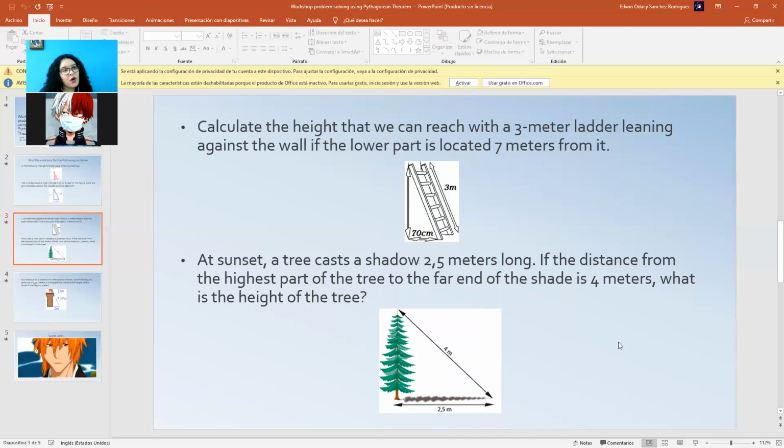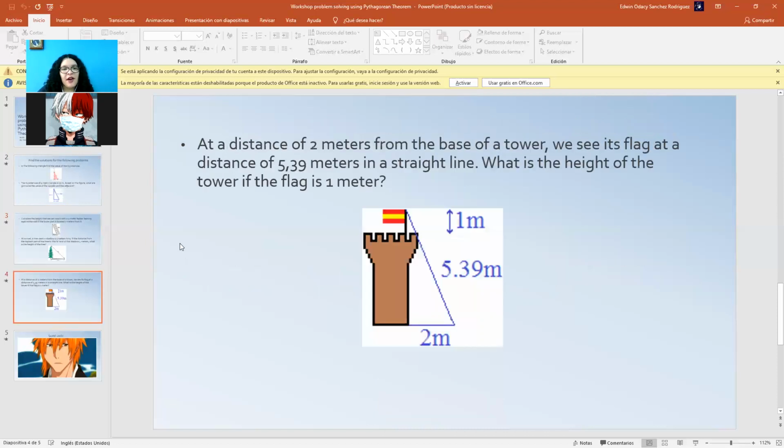That was horrible. And 5, at a distance of 2 meters from the base of a tower, we see its flag at a distance of 5.39 meters in a straight line. What is the height of the tower if the flag is 1 meter?